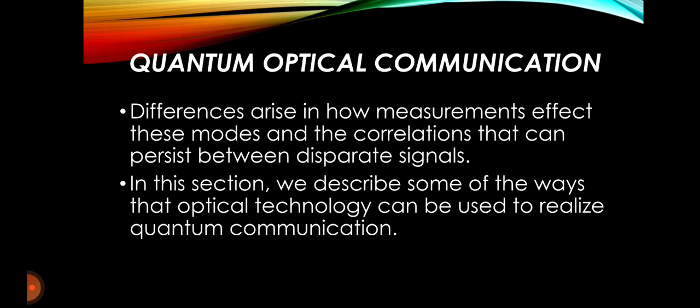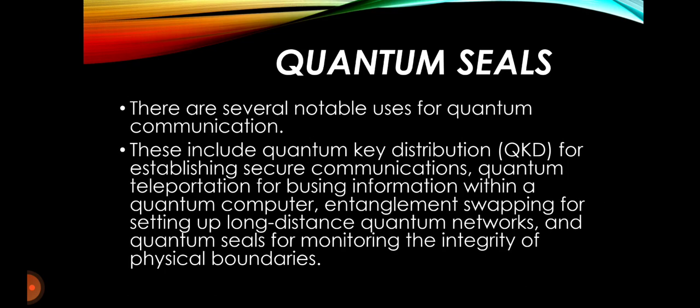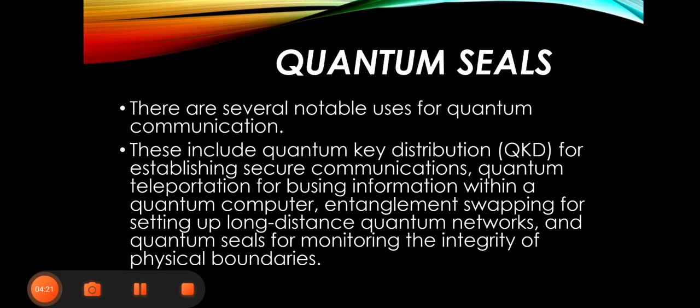In this section, we describe some of the ways that optical technology can be used to realize quantum communication. Quantum seals. There are several notable uses for quantum communication. These include quantum key distribution (QKD) for establishing secure communications, quantum teleportation for using information with a quantum computer, entanglement swapping for setting up long distance quantum networks.